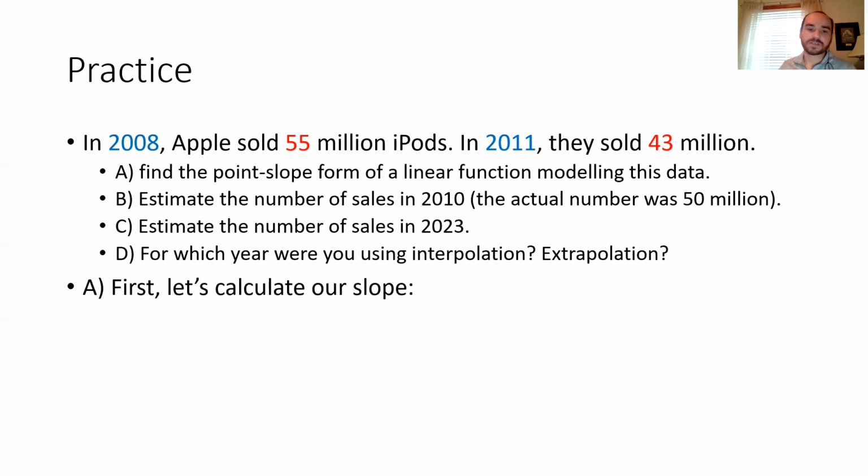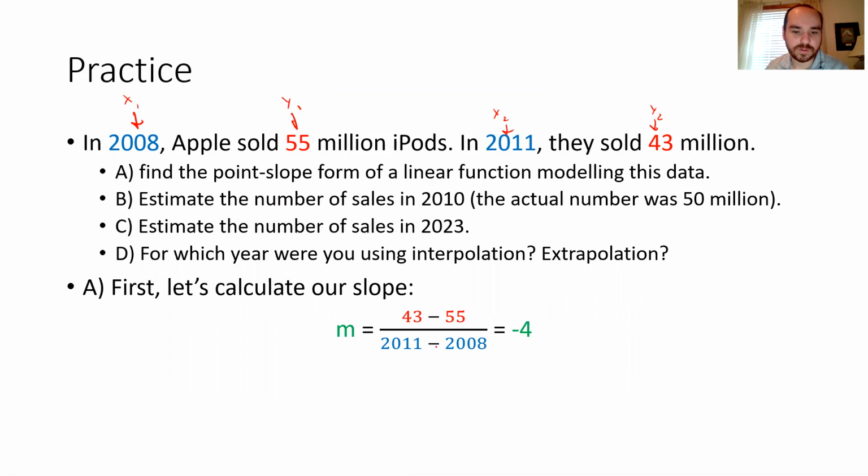So let's do A first, which is find the point slope form of a linear function modeling this data. First we want to calculate our slope, and we're going to do the same thing we did last time. So this will be our x1, y1, and then x2, y2. So we get 43 minus 55 over 2011 minus 2008, and we solve that out. It'd be -12 over 3, which simplifies to -4.